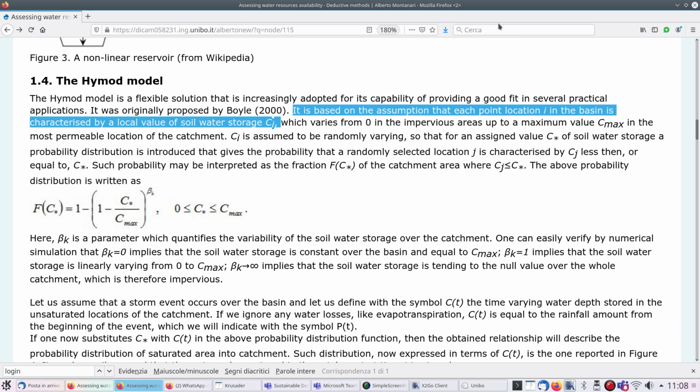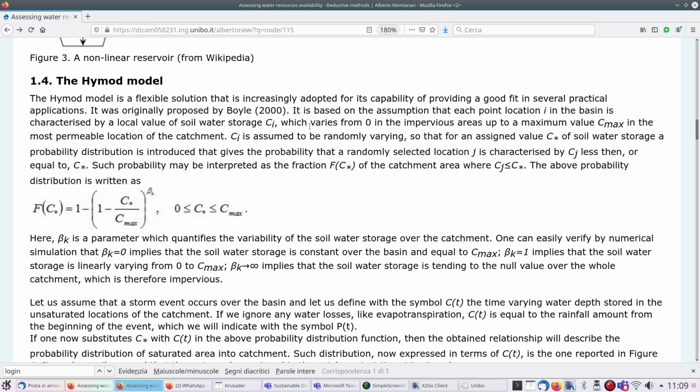Which means that if it rains over there and the storage is CI, if it rains a quantity that is lower than CI, it is infiltrated, retained by the soil. Above CI, the rainfall flows over the ground. It's not retained and therefore flows down. Okay? And this water storage changes in each location of the catchment. What is the variability of soil water storage? It varies from zero, and it's zero in the impervious areas. What does impervious mean? It means not permeable: a road, a roof of a house, a paved soil. This is impervious, no infiltration.